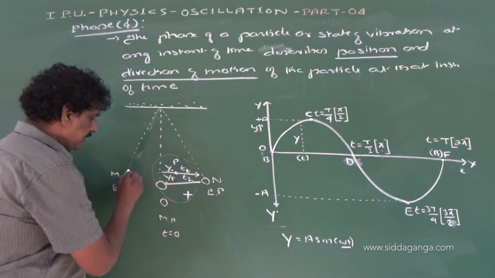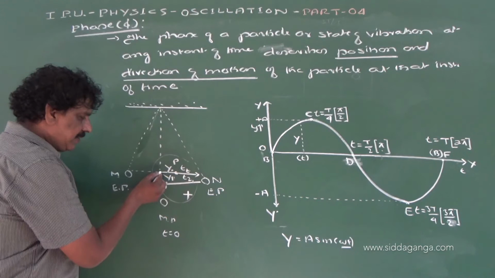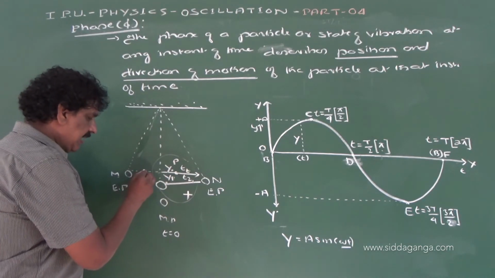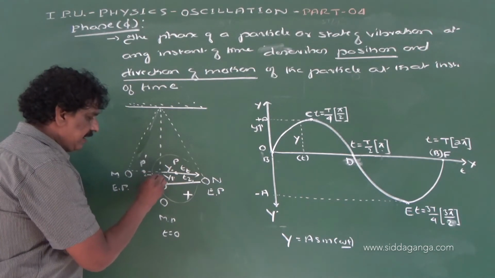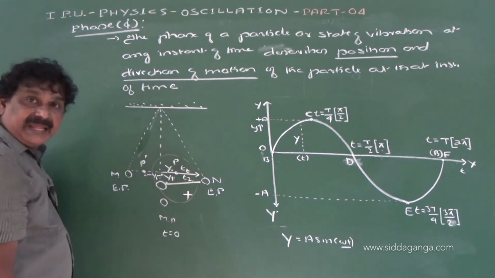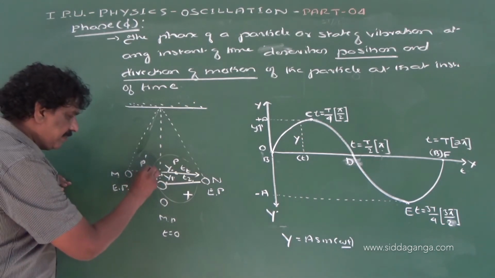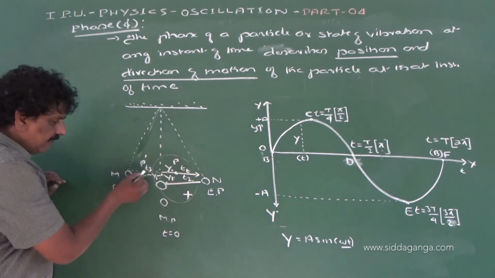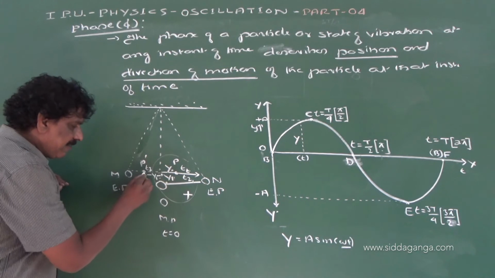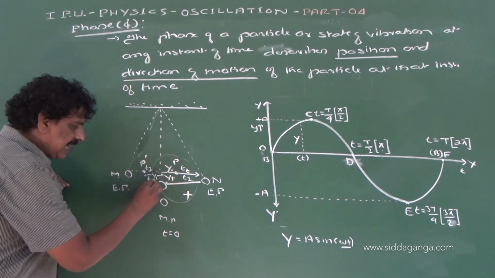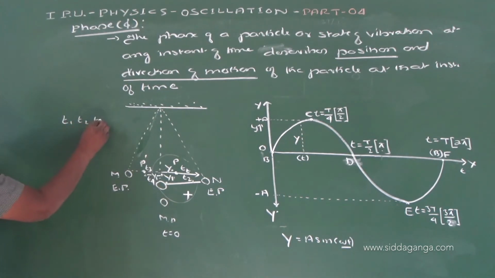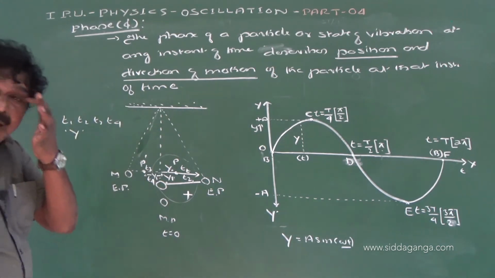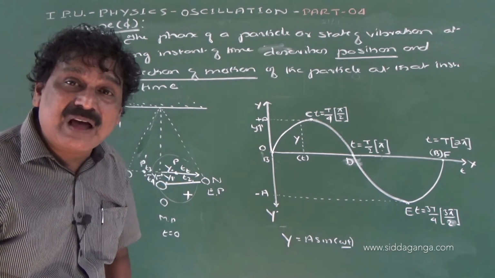Say, again, while moving from O to M, it occupies a position P dash, again having the displacement y1. Here it has taken time t3. Now, it is moving to M, and while coming back, it reaches the same position at t4. At t1, t2, t3, t4, the displacement is the same, but the directions of motion are different.